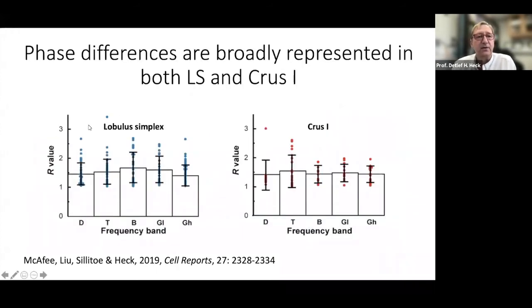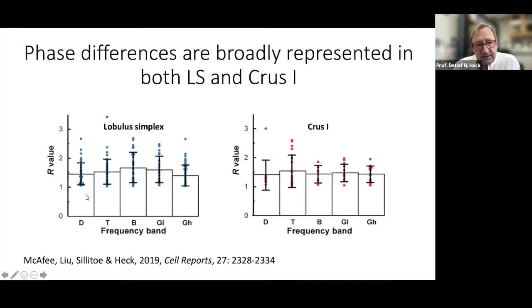These are now results. Each dot here is a Purkinje cell. What we did is we used these resultant vectors and we expressed them as R values, which is basically a z-score equivalent measure expressing the magnitude of those vectors relative to the randomized control. And so anything that's above 1 is significant.